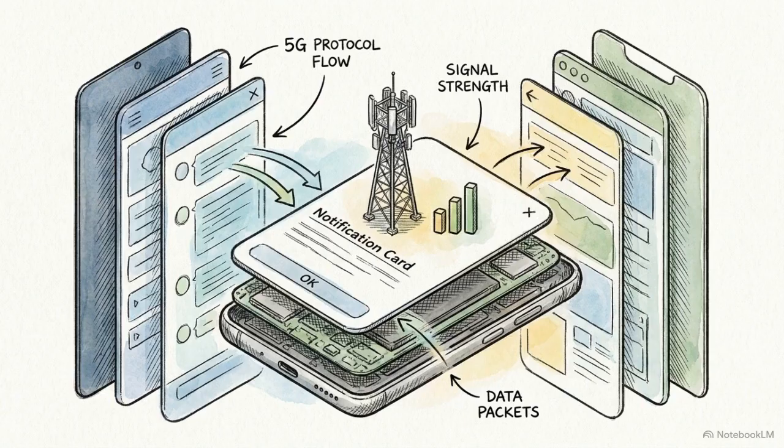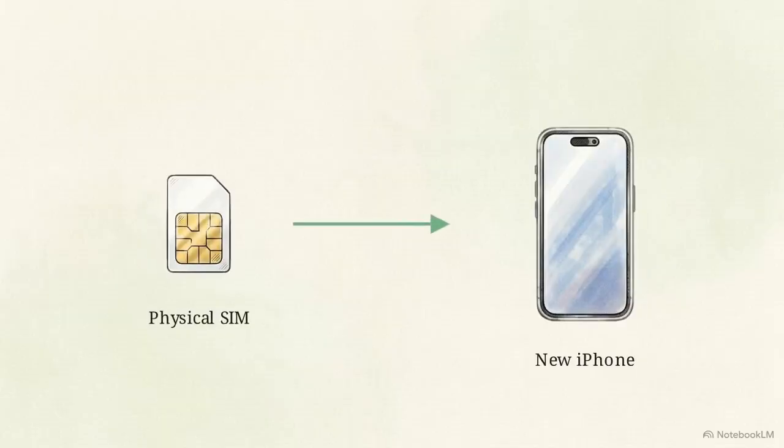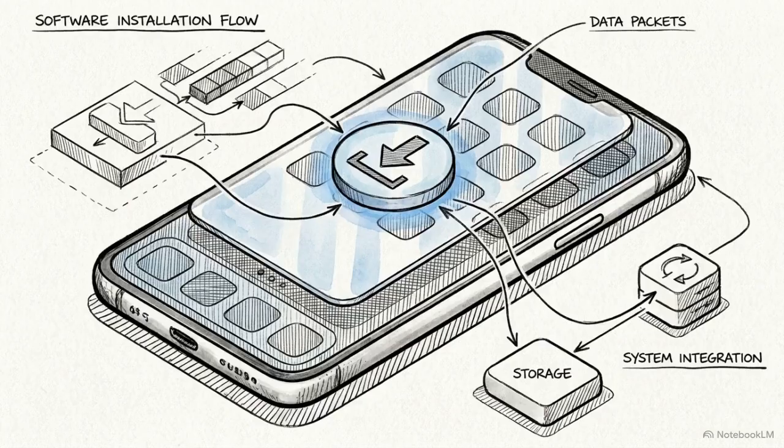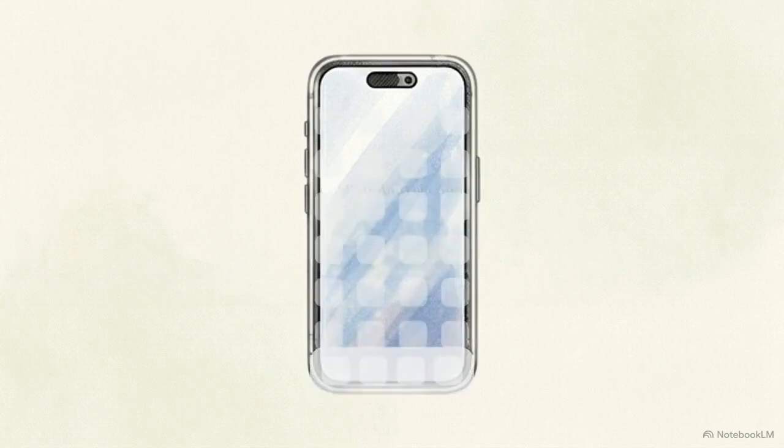You will now see prompts to activate your cellular plan. Follow the instructions to move your phone number over to your new eSIM. After you reach the home screen, you may be asked to add apps. Tap this to automatically download the iOS versions of the free apps you had on Android.